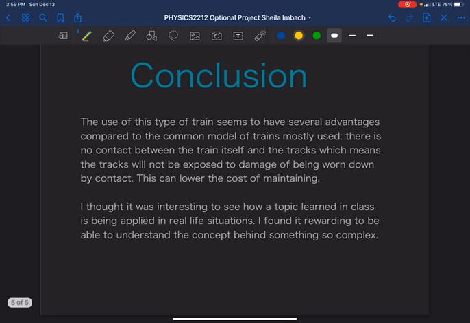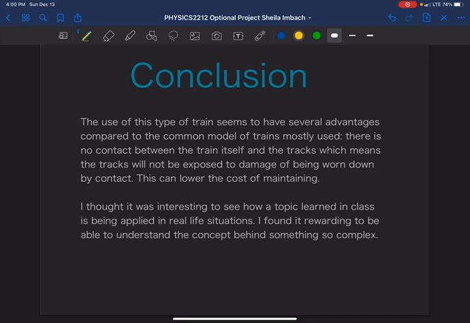And then for my conclusion, I thought it would be interesting to list the advantages of using this type of train, in contrast to the common model of trains that is mostly used today. Because there seems to be no contact between the train itself and the tracks, this can mean that the tracks will not be exposed to damage of being worn down by the contact between the train and the track. And this can lower the cost of maintenance.